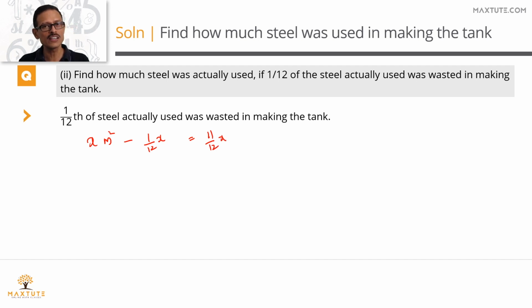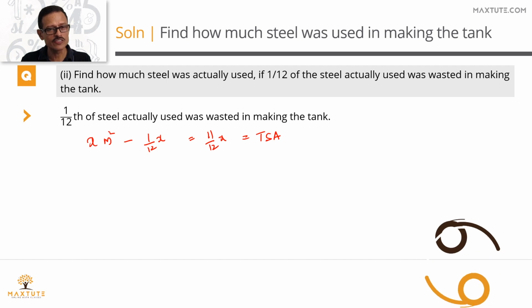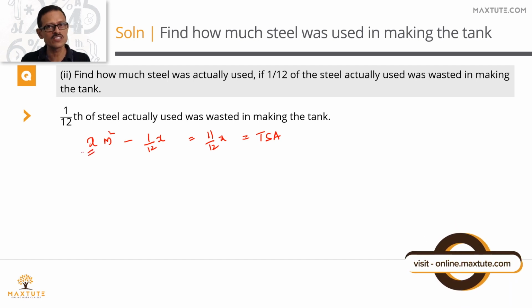This is what got converted into the storage tank. What got converted into the storage tank is nothing but the total surface area of the tank. So 11/12 of the actual steel, x, which is the actual steel used, is equal to 87.12, which is the total surface area we computed in the last slide.